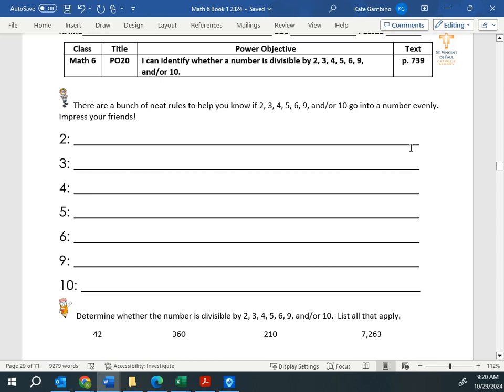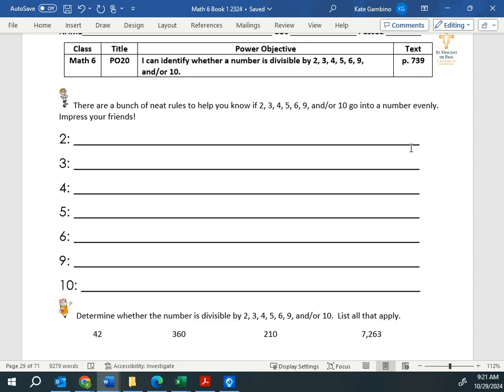Good morning. Today we are starting Unit 3. With Unit 3, we are starting with something that we're going to use throughout math. It's just good basic skills to know. So this is identifying whether a number is divisible by 2, 3, 4, 5, 6, 9, and or 10.